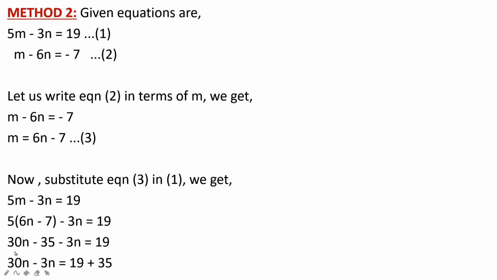So what will we get? We will get 30n minus 3n and 19. We will send 35 over there, so it will become plus 35. So this will become 27n and this will become 54. So our n is 54 by 27. So we get n is equal to 2.